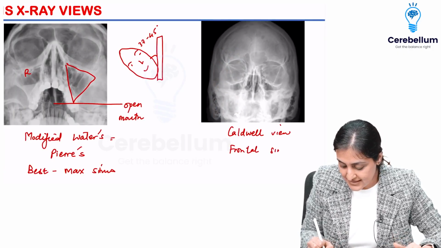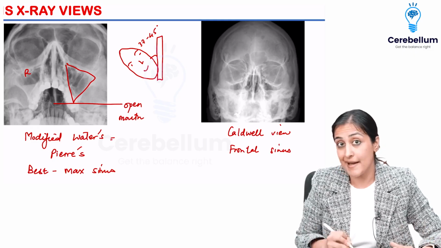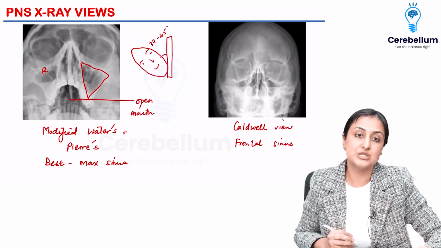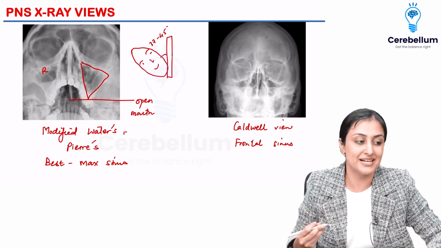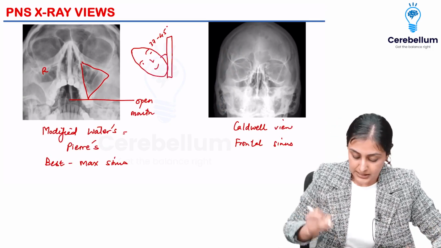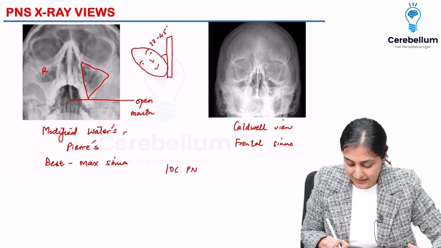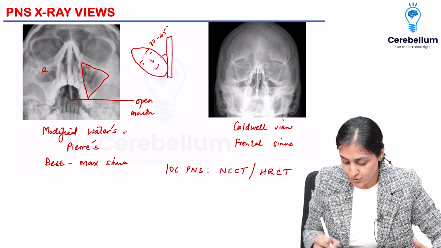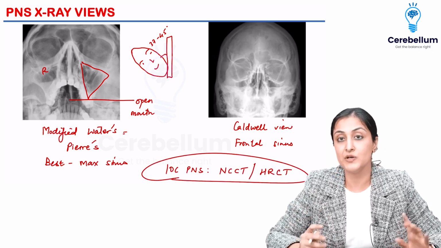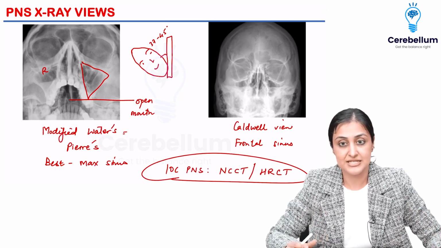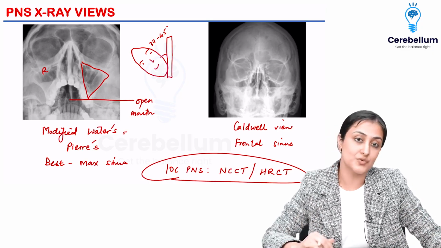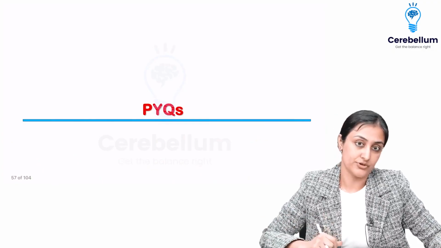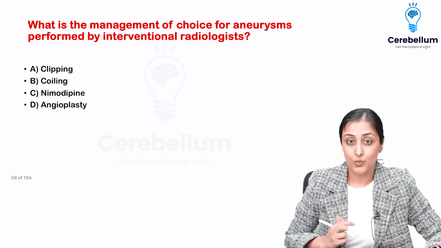Now, all of these X-rays are good questions for the exam, but in practice, we don't really do these views anymore. Sometimes some centers do Waters, but that's it. The investigation of choice for paranasal sinuses is NCCT / high resolution CT. So remember, the best investigation that is done in practice to visualize paranasal sinus pathologies is HRCT. Now let's have a look at the questions from here.